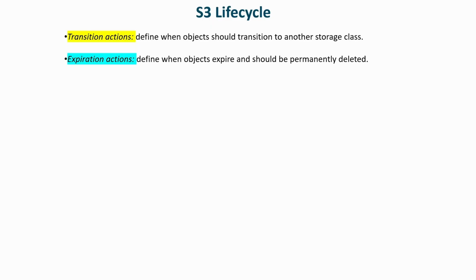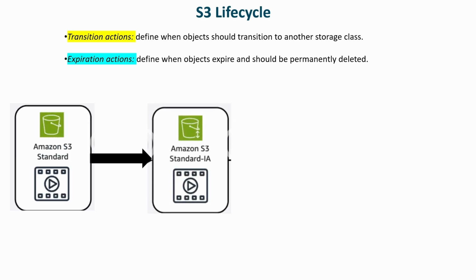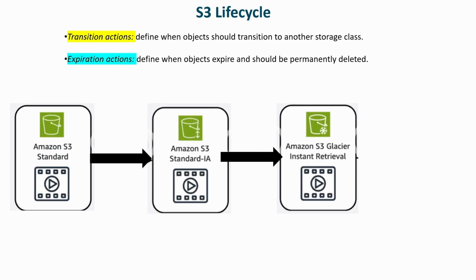Transition actions define when objects should transition to another storage class, and expiration actions define when objects expire and should be permanently deleted. For example, you might transition objects to S3 Standard-IA storage class 30 days after you create them, or you might archive objects to the S3 Glacier Deep Archive storage class 1 year after creating them.